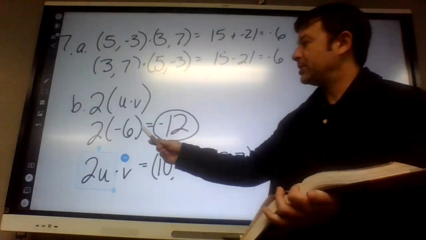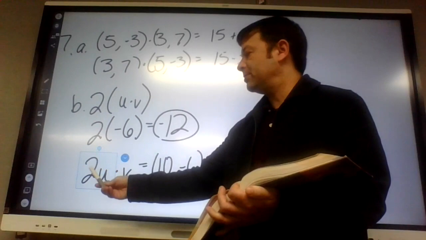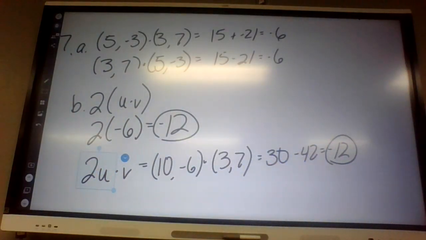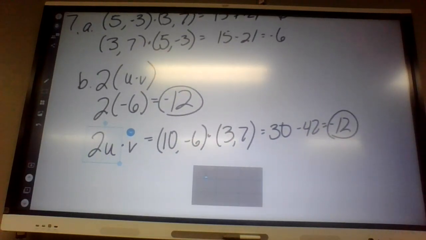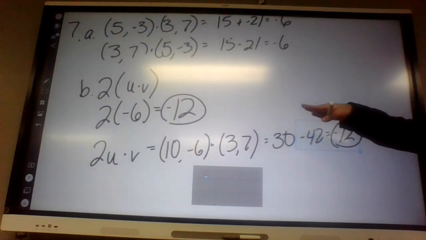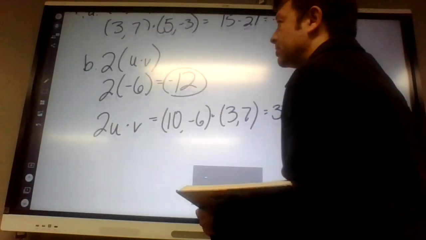So what does this show? It shows that it doesn't matter if you do the dot product first and then multiply by 2, or if you multiply by 2 and then do the dot product. It's not the distributive property though, it's more like order of multiplication doesn't matter. So when I'm grading this, I'll be looking for the work here in the negative 12s. They should come out the same, okay.